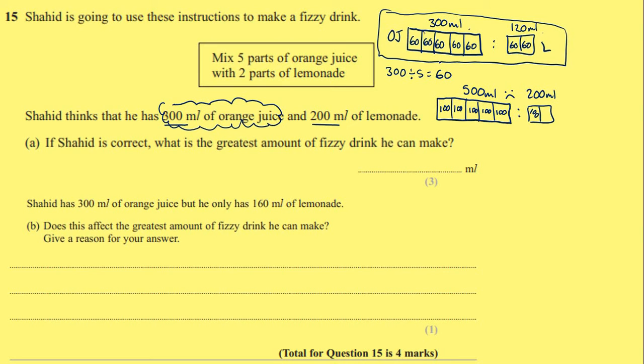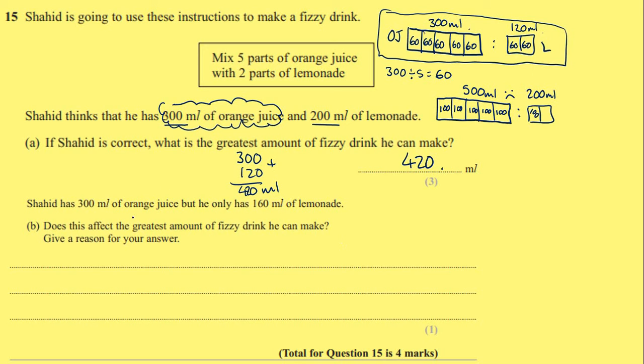So what's the greatest amount of fizzy drink? It's these 2 things added up, because he's mixing together orange juice and lemonade. Sounds horrible. We've got 300 plus 120, which is going to be 420 ml.